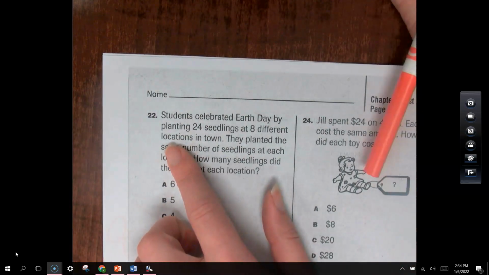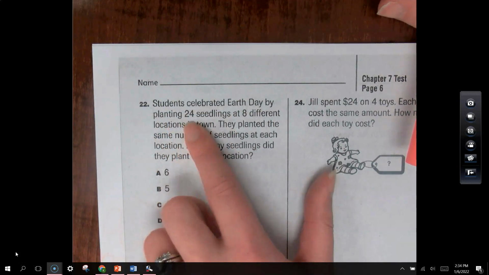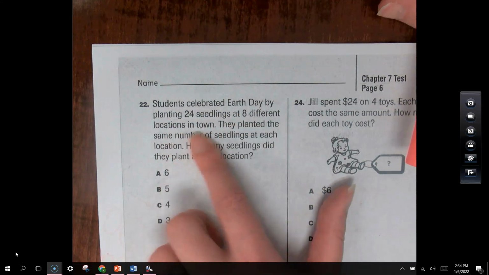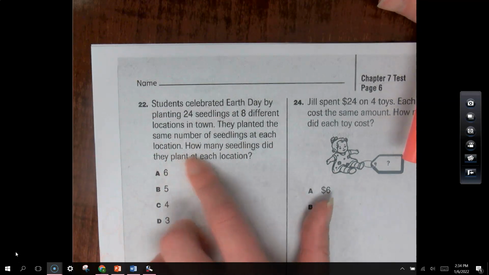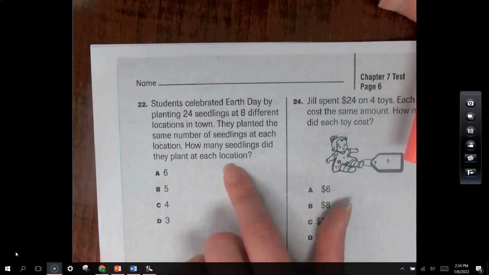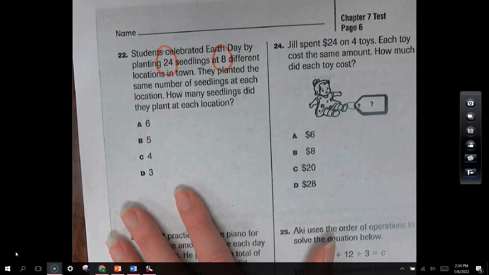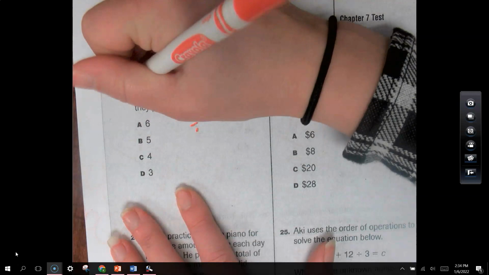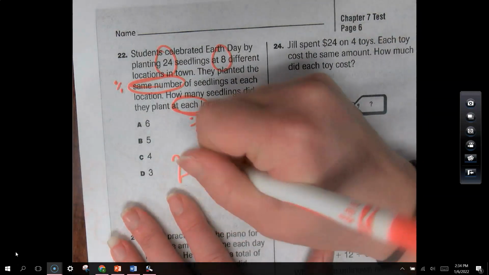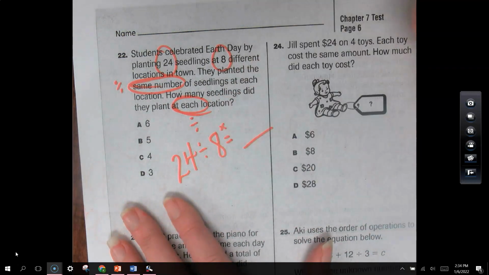We're on page 22. Number 22. Students celebrated Earth Day by planting 24 seedlings at 8 different locations in town. They planted the same number of seedlings at each location. How many seedlings did they plant at each location? I see a 24 and an 8. What do you see? I see the word each. That means division. I see the words same number. That means division. So, 24 divided by 8 equals, well, what times 8 is 24?